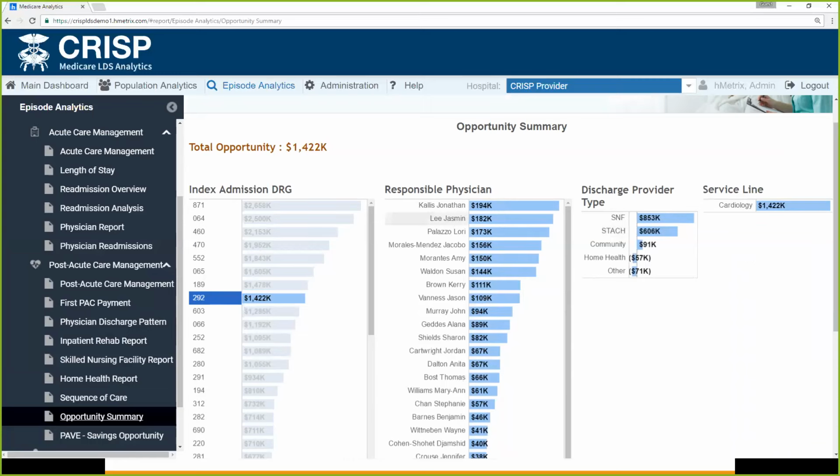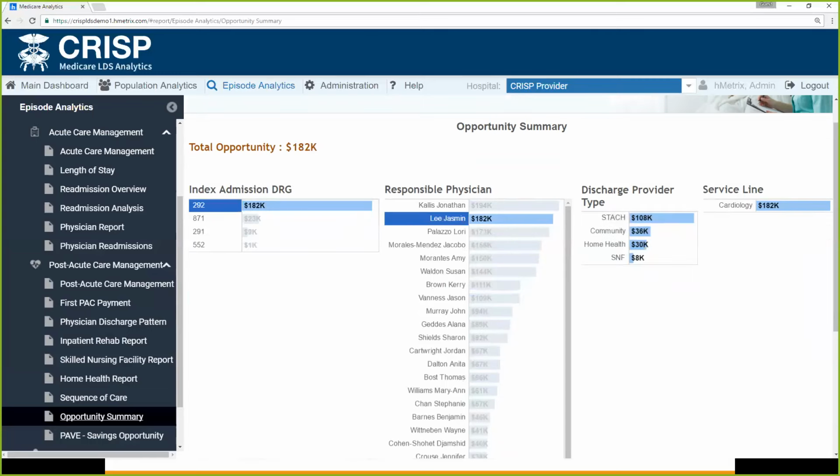So maybe I wanted to look at this Dr. Jasmine and see if this Dr. Jasmine has a high number of direct readmits. So that would obviously be a problem, especially since we've just been talking about readmissions in the previous section. There's also some possible opportunity for community home health and skilled nursing facility.